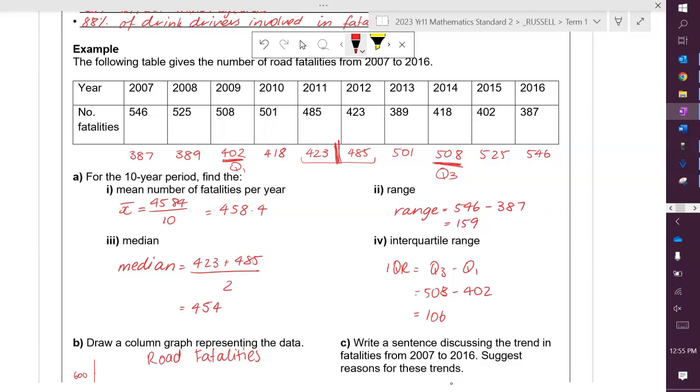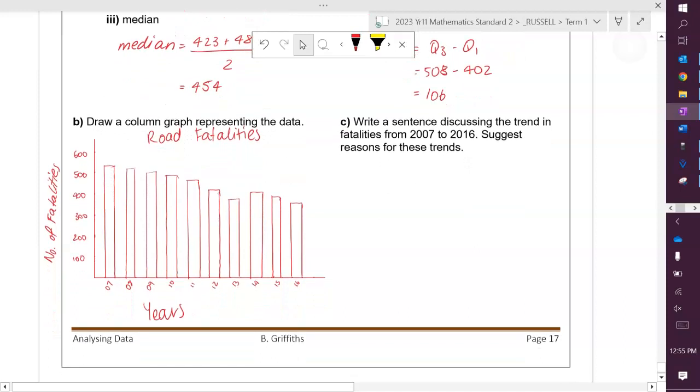From there, it says to draw a column graph representing the data. Now again, I've gone ahead and done this to save some time in the video, but you set up your years along your x-axis and the number of fatalities. I've gone up in hundreds on my y-axis. And it is a little bit of estimation because it is a large gap between each of the markings. But we draw that in and we can see very clearly the heights and the frequencies of those fatalities.